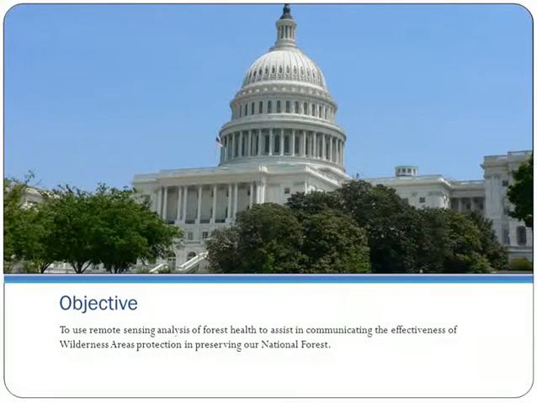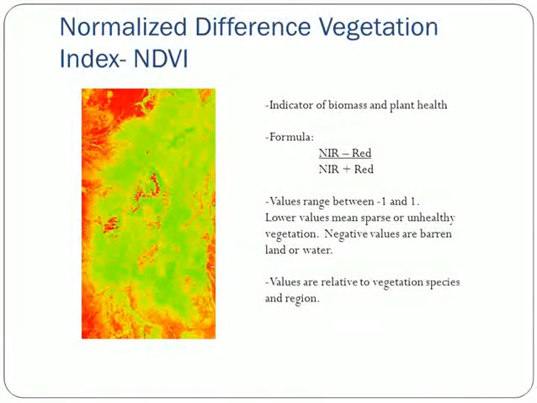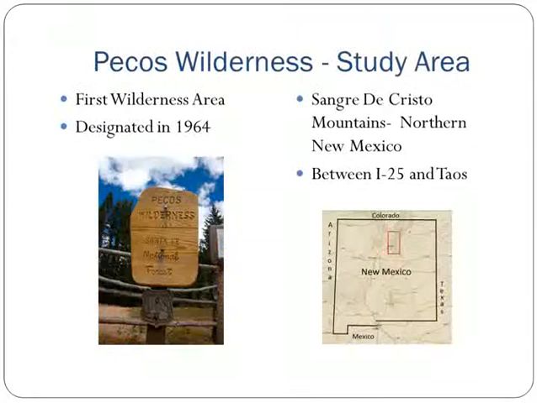Objective: to use remote sensing analysis of forest health to assist in communicating the effectiveness of wilderness area protection and preserving our national forest. Plant health will be measured by the Normalized Difference Vegetation Index, or NDVI. The formula is near-infrared light minus red light over near-infrared light plus red light. These values are relative to vegetation species and region.